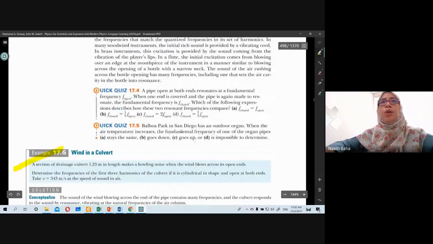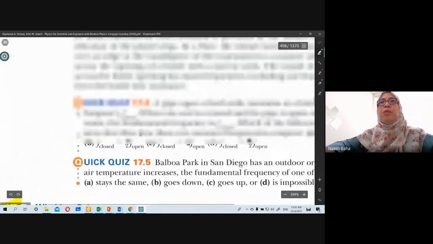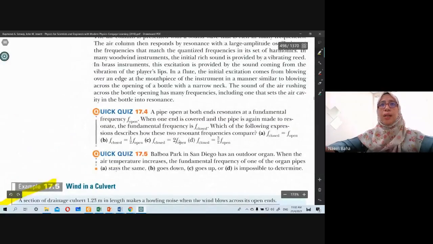Okay, let's try to answer this question. Quick quiz 17.4 to check our understanding. Now we have a pipe here that is open at both ends and resonates at a frequency here. And then when one end is covered and the pipe is made again to resonate, the fundamental is F close. Which of the following expressions describes how these two resonant frequencies relate?